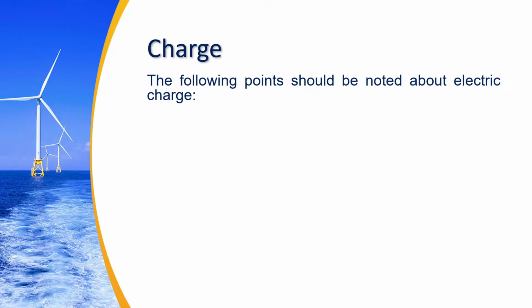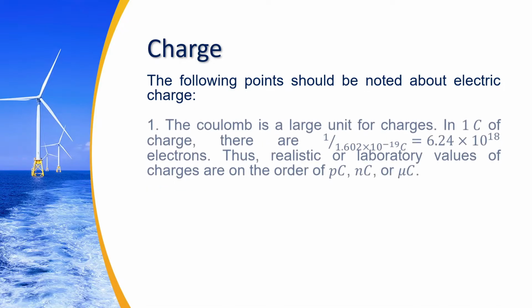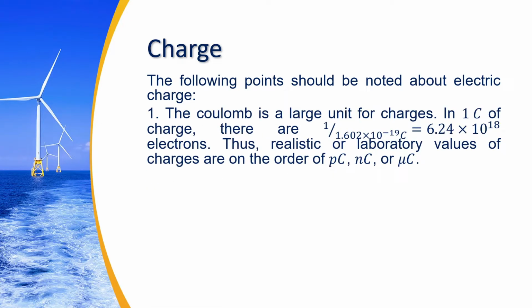So next, the following points should be noted about electric charge. First, the coulomb is a large unit for charges. In 1 coulomb of charge, there are 1 over 1.602 times 10 raised to negative 19, or 6.24 times 10 raised to 18 electrons. So ganyan daw karami yung electrons sa isang coulomb. Thus, realistic or laboratory values of charges are on the order of picocoulomb, nanocoulomb, or microcoulomb. Ganyan naman daw, kaliliit yung mga charges natin.